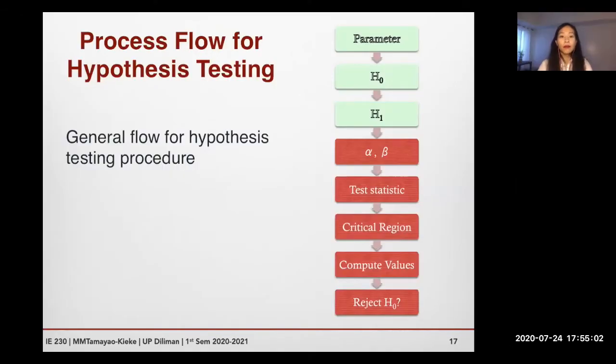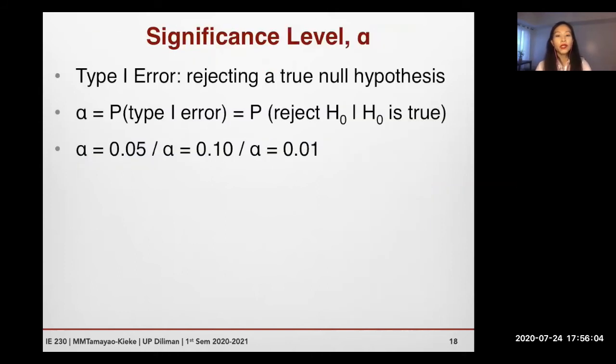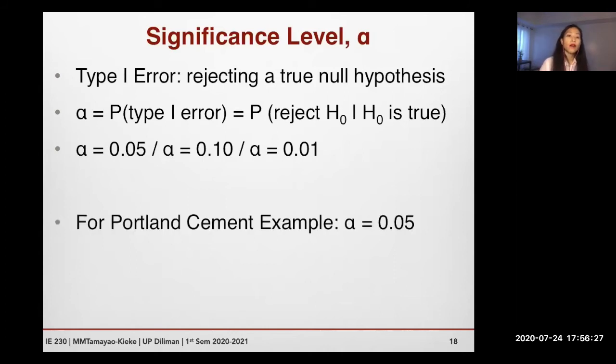The next step is to identify the significance level. And we usually call this alpha. Okay, so the significance level, or alpha, is also the probability of type 1 error for the experiment. Now, the significance level is the probability of rejecting the null hypothesis, given that the null hypothesis is true, and usual values for alpha are 0.05, 0.1, or 0.01. Now, suppose that for our Portland cement example, we set our alpha at 0.05.